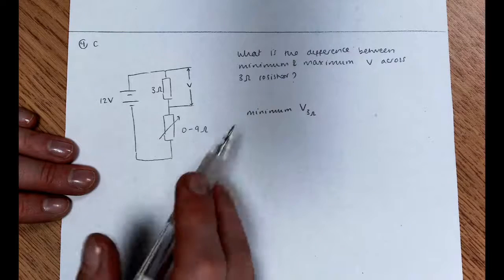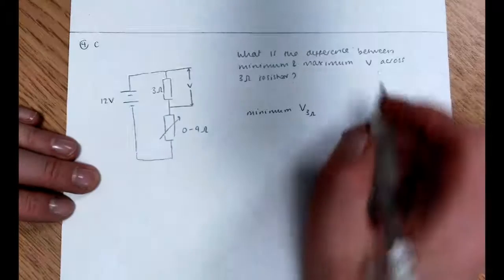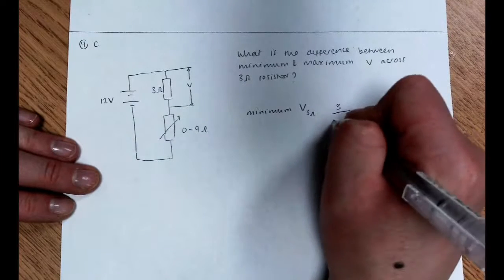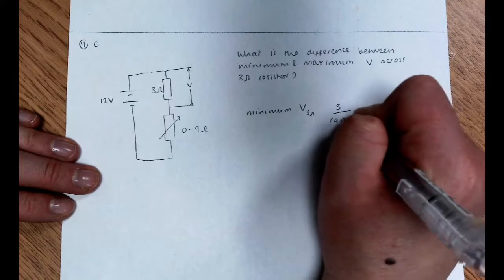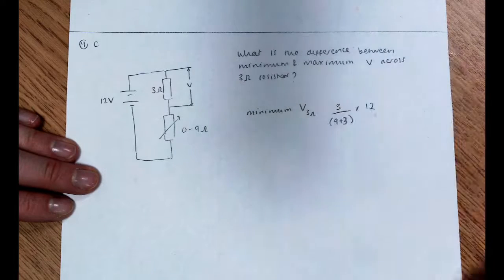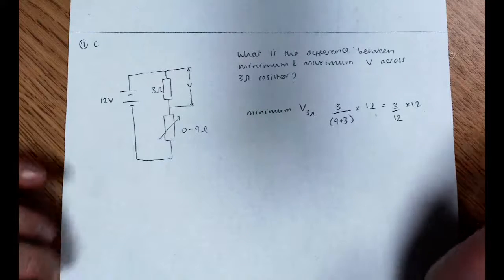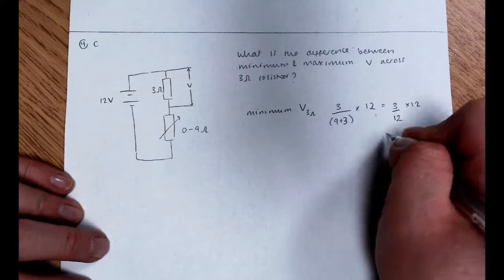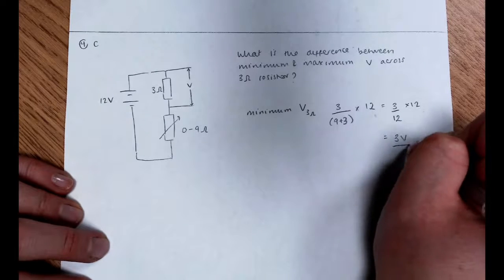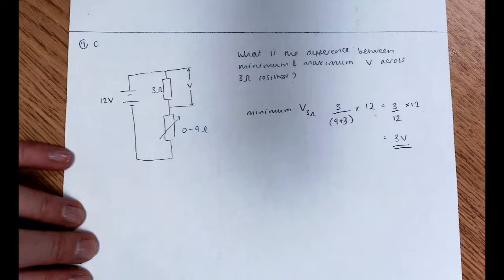Okay, so the minimum voltage across here is going to be a 3 out of a total of 9 plus 3, sorry, that's 12, share of the 12 volts. Okay, so clearly you can see that that's 3 over 12 multiplied by 12 gives me 3 volts. So at a minimum, I will have 3 volts across here.